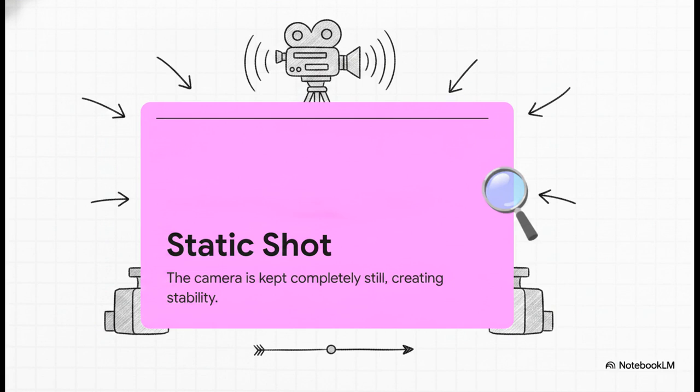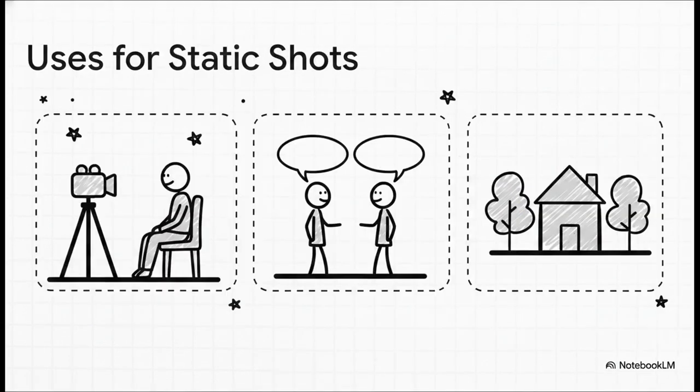Now, why is that powerful? Well, stillness creates stability. When the frame isn't moving, you are literally forcing your audience to focus 100% on whatever is happening inside that frame. You're basically whispering to the viewer, hey, sit back, observe, and just pay attention to what's right in front of you. So when exactly should you lock that camera down?